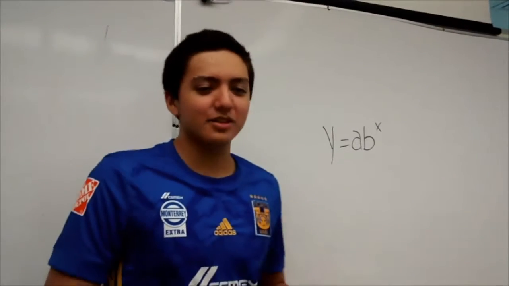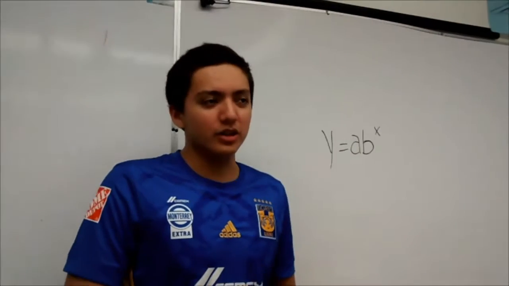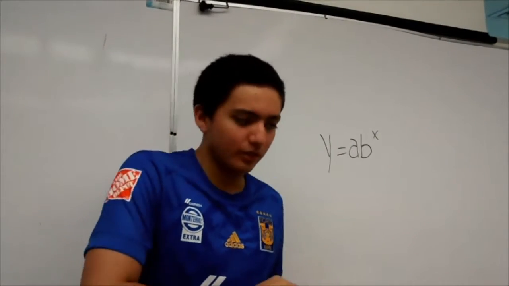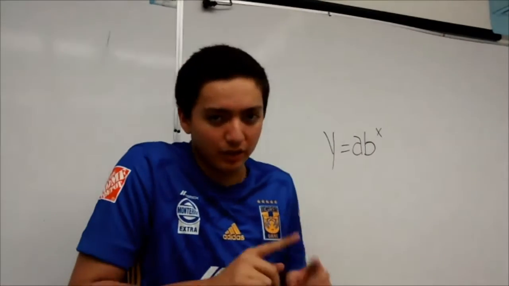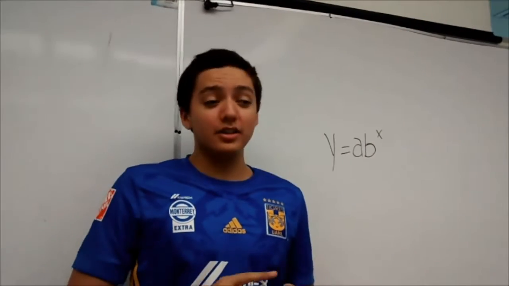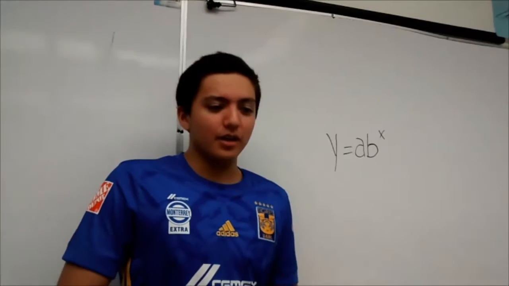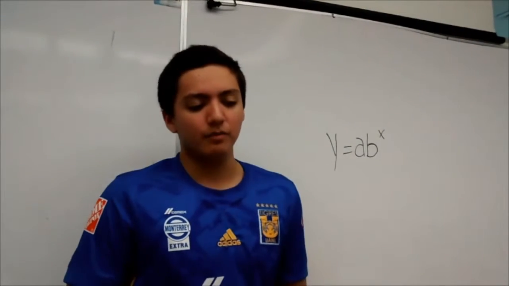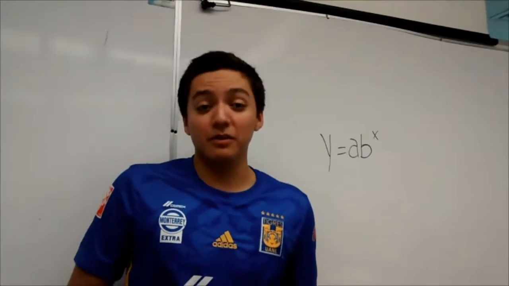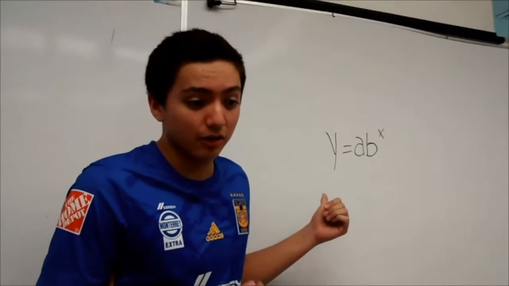The domain is all real numbers, and the range is all positive, higher than 0, it never is 0, okay? It is a one-to-one function, and the graph asymptote is a horizontal line, and the inverse function of this is a logarithm function.